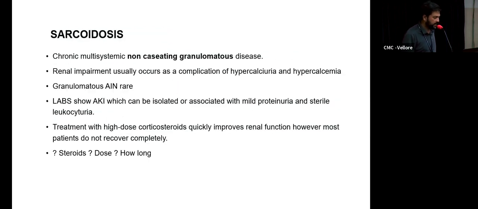Sarcoidosis is another chronic multisystemic non-caseating granulomatous disease. As you know, it causes hypercalcemia, subsequently causing hypercalciuria, as you're all aware. That can in itself cause renal impairment. But as opposed to Sjogren's, granulomatous changes are rare, and labs show AKI, which can be isolated or associated with mild proteinuria or sterile leukocytes in the urine. Treatment with high-dose corticosteroids quickly improves renal function. However, most patients do not recover fully. Again, there are no guidelines for steroids as such. How you treat systemic sarcoid, you can give the same for the renal disease.